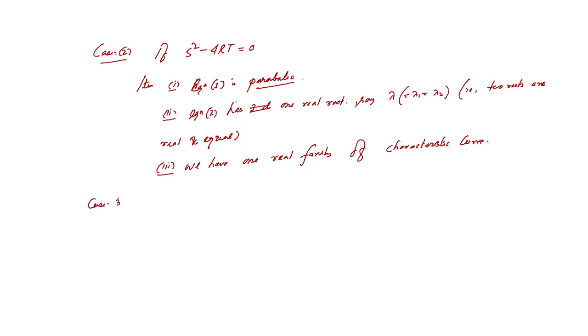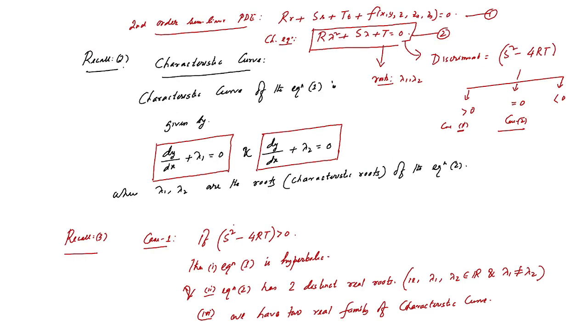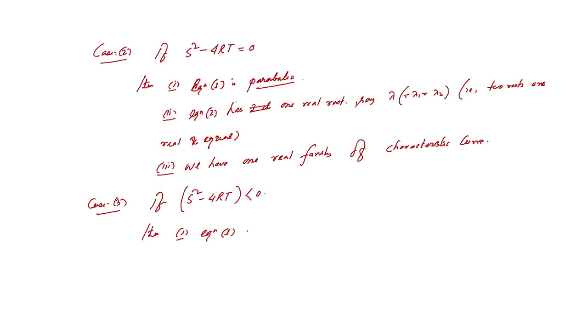So now we will come to case 3. That means if S square minus 4RT is less than 0. Initially I considered greater than, then equal, then less than 0. Then our conclusion is that equation 1, the semilinear PDE, will be elliptic.